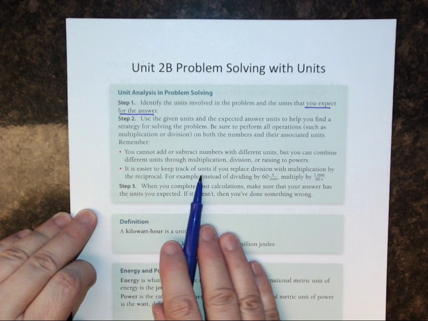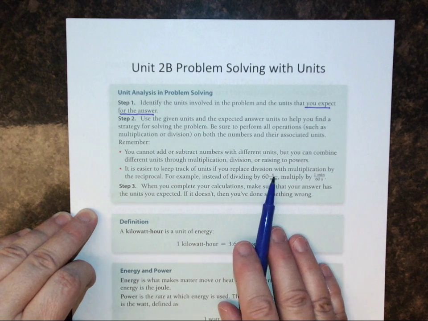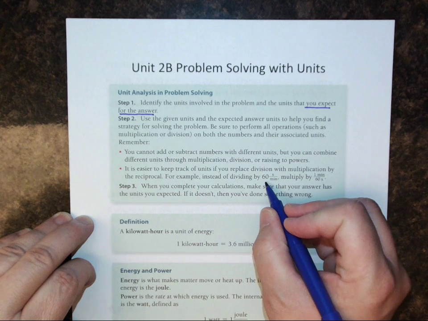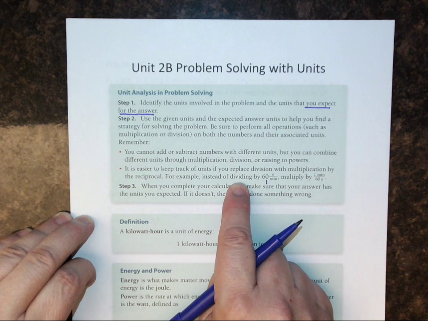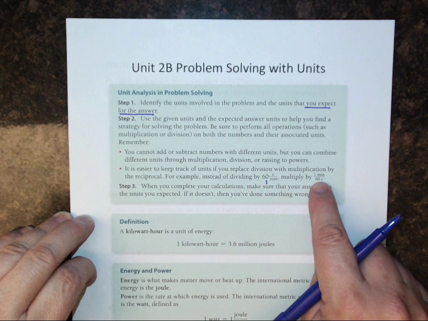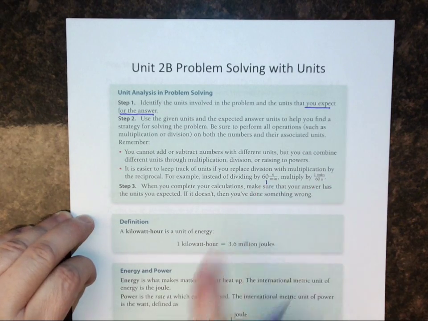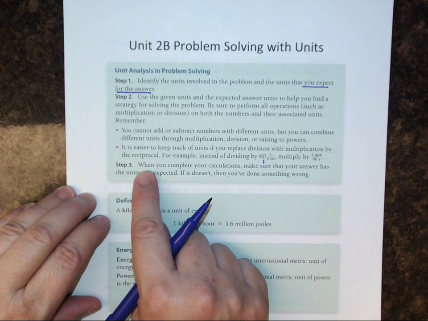It is easier to keep track of units if you replace division with multiplication. So if you had something like 60 seconds per minute, that would be 60 seconds in the numerator per 1 minute in the denominator. Instead of dividing by this, it would be simpler to get the reciprocal, flip it upside down, and multiply by 1 minute per 60 seconds, instead of dividing by the fraction. That may not be their best example.